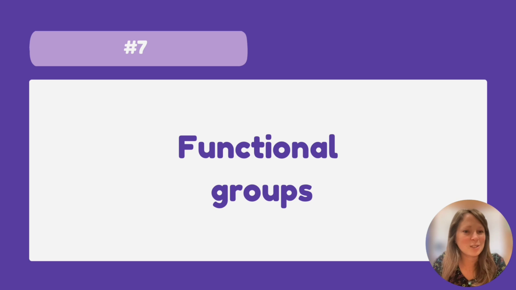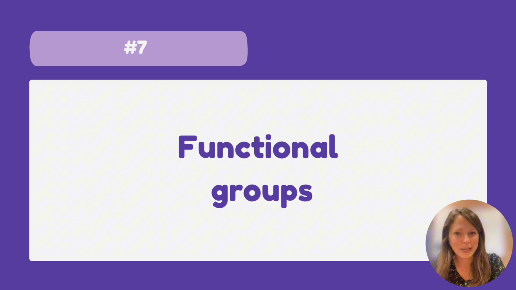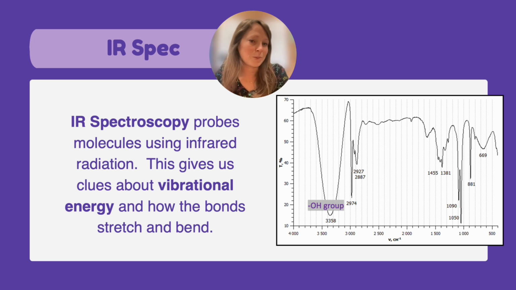All right, and the last one, functional groups. So you will not have to know the functional groups in AP Chemistry. You will in AP Biology for the first unit, Chemistry of Life, if you have that coming up next year. And you will absolutely need to know the functional groups for organic chemistry. Why do some teachers share these? It's because of IR spectroscopy.